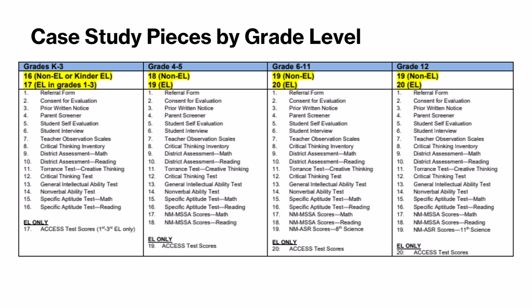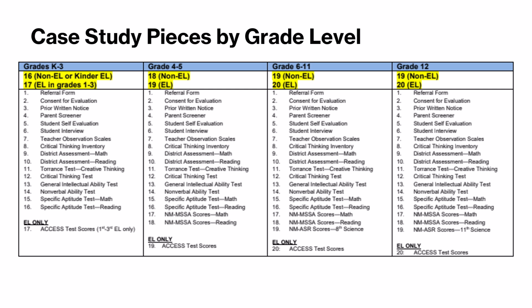Case study pieces by grade level. The checklist has the table you see on the screen on page 2. This will help the GAT liaison determine exactly how many pieces of documentation belong in each nominee's case study. The number of pieces will vary based on the student's grade level and whether they are English learners. English learners will add access test scores, which is new for the 2025-2026 school year.